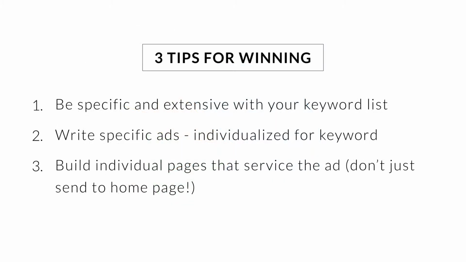All right, so there's 3 major things you want to do when you're playing in the ad section. One is be very specific about the keywords you choose to bid on. The second is be very specific about the ad you write for that keyword. Write individual ads for individual keywords. And the third thing is that you want to write individual pages for those ads as often as you can.